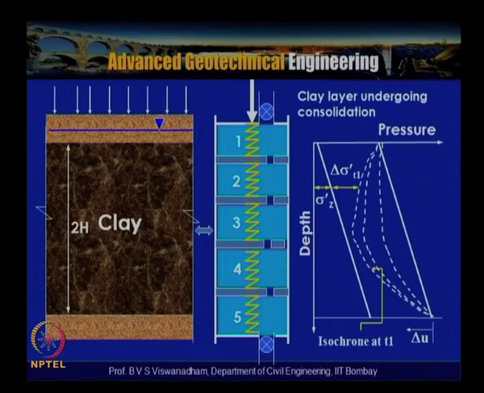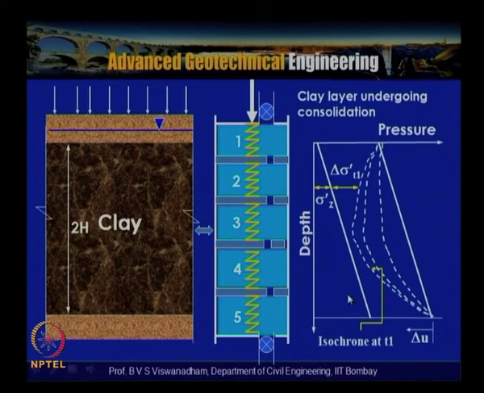the drainage phase. This is indicated by a pressure variation with the depth. So this is the initial effective stress variation. In the spring analogy it can be indicated like a uniform pressure, but for convenience, for the clay layer, this is indicated with a certain surcharge, and then this is the effective stress.